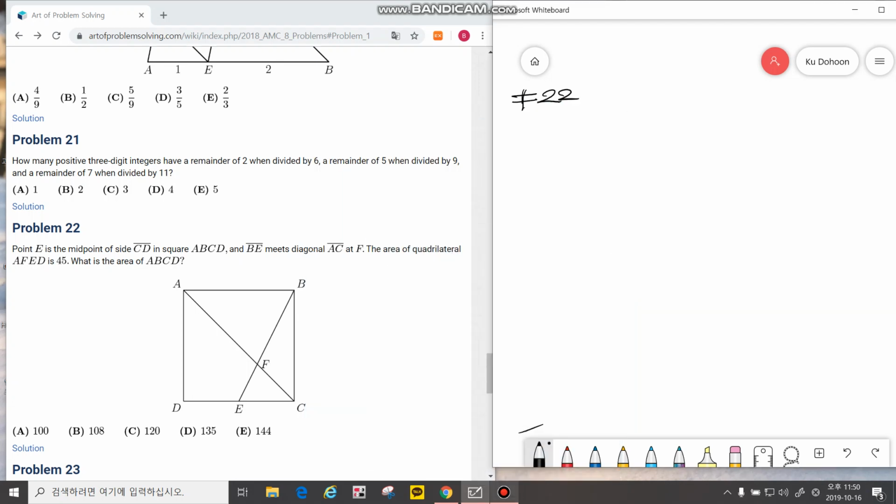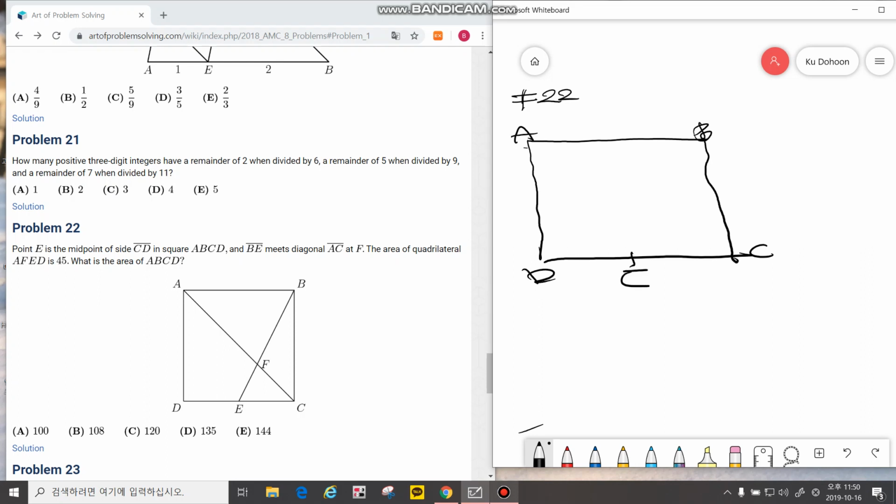Okay, I'm going to solve problem 22 here. So I assume that you read the problem. So what we know is this. We have a square ABCD, and E is the midpoint. Now we are going to connect B and E together, and then A and C together, right? And the point where they meet here is F.